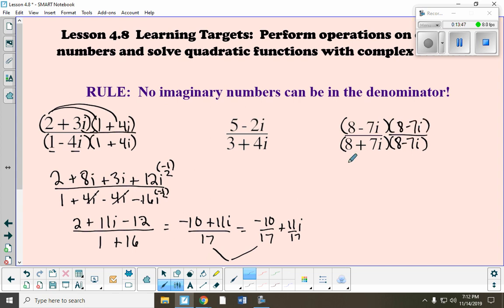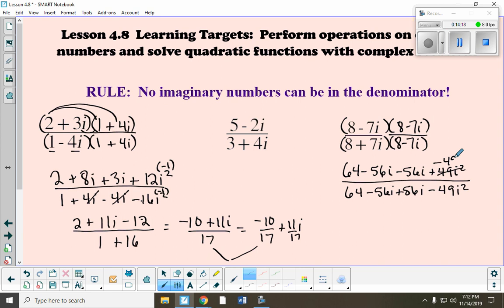So in the numerator, we FOIL. So we have 64 minus 56i minus 56i plus 49i squared. In the denominator, we'd have 64 minus 56i plus 56i minus 49i squared. So let's just write this as i squared is a negative 1, so this would be a negative 49. This i squared is a negative 1, so this would become a positive 49 right here.